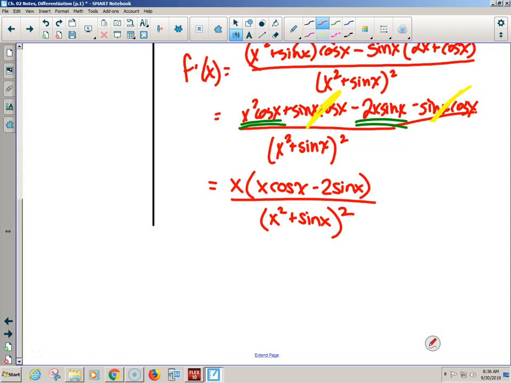Can this factor match with that factor? No. No. Can I pull out anything else? No. There's an x and a 2. They are not the same. There's a cosine of x, sine of x. They are not the same. I got nothing.